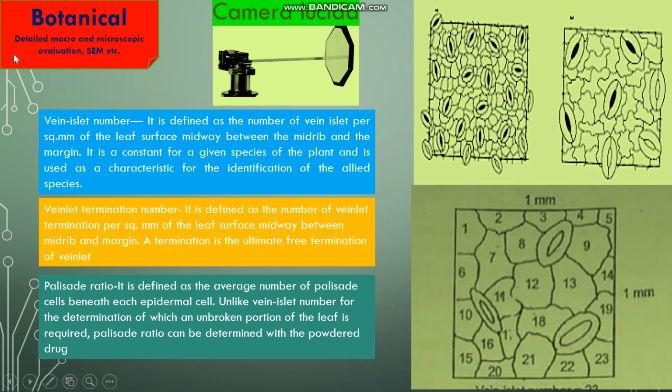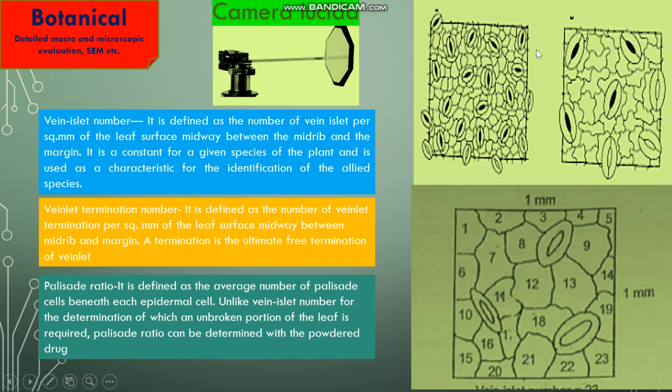So about the definition of vein islet number, it is defined as the number of vein islets present per square mm on the leaf surface, and of course, midway between the midrib and the margin. And the second one is the vein termination number, the number of vein terminations present per square mm midway between midrib and the margin. So it can be calculated by using camera lucida. And of course the palisade ratio is there. It is the number of palisade cells beneath each epidermal cell.